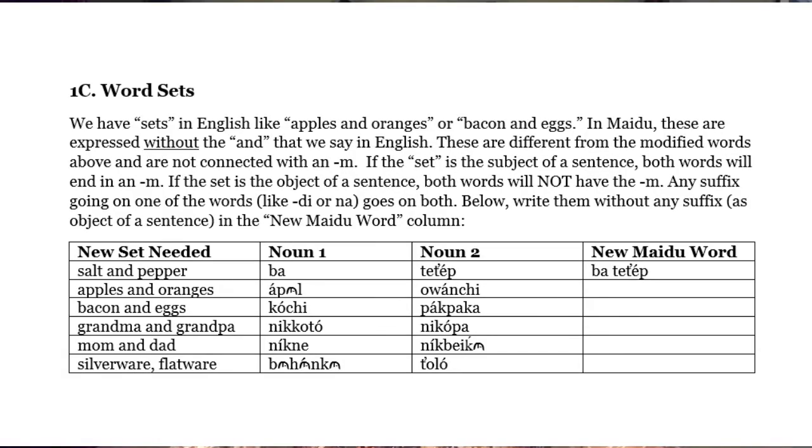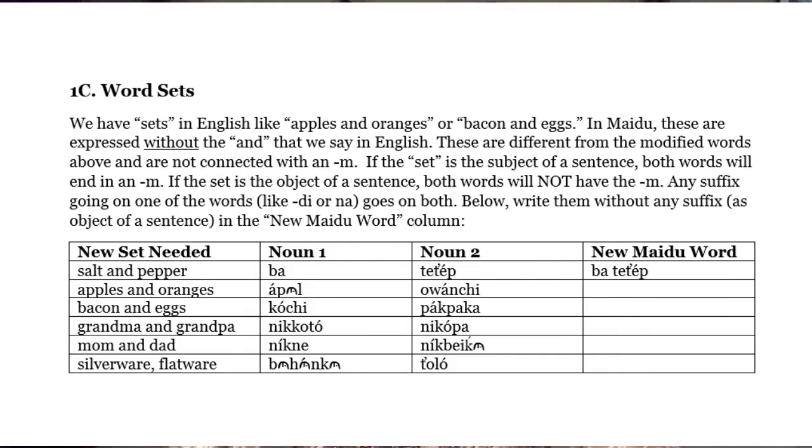We have sets of words in English like apples and oranges or bacon and eggs. In Maidu, these are expressed without the and in between that we have in English. These are different from the modified words we just talked about and are not connected with an M. If the set is the subject of the sentence, both words will end in M. If the set is the object of the sentence, both words will not have M. Any ending going on one of the words, like di or na, goes on both of them. When filling in the new word set, write them without any ending as object of a sentence in the new Maidu word column.